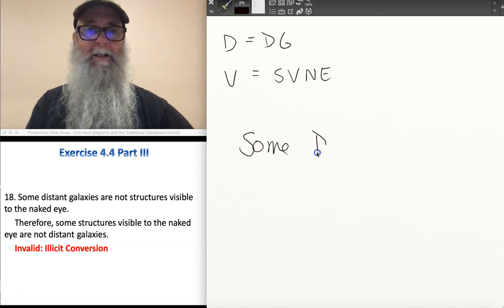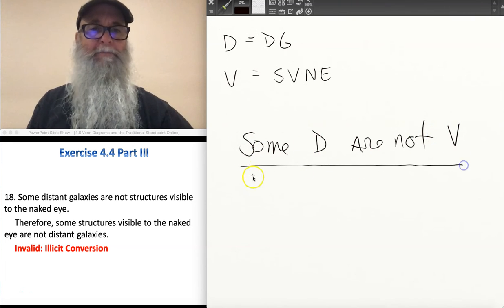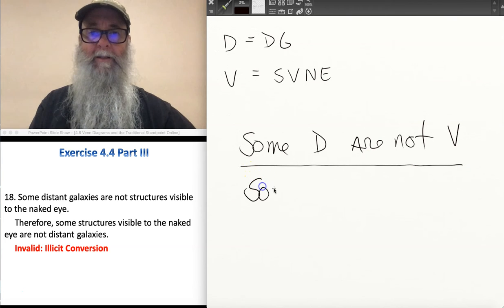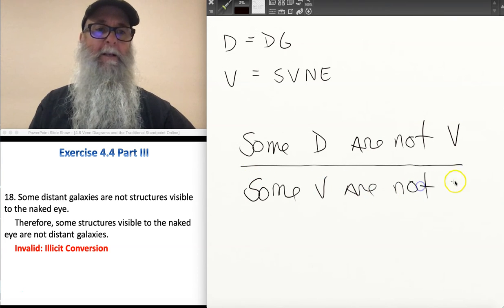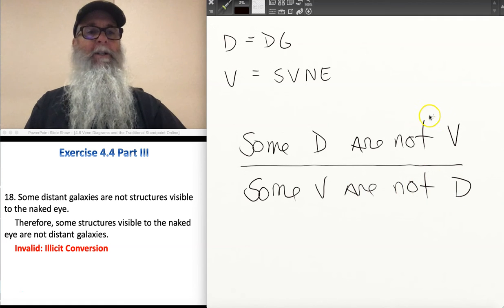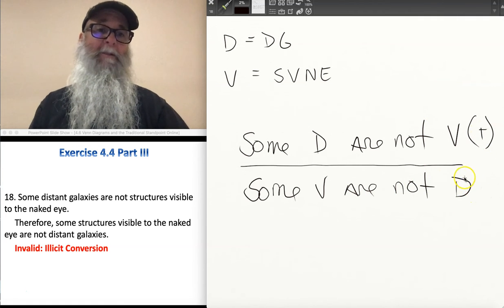Some D are not V. Therefore, some V are not D. All right. So what I'm after here is this. If this premise is true, will this conclusion also have to be true?